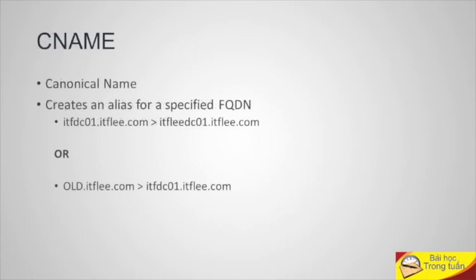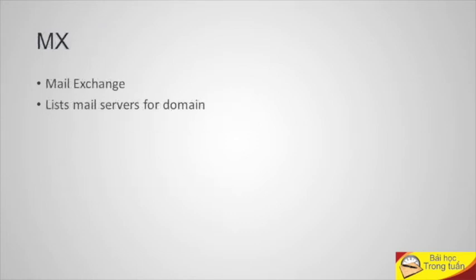A CNAME resource record creates an alias for a specified fully qualified domain name. For example, if you have the FQDN of itfdc01.itflea.com, but the server's name was changed to itfleadc01.itflea.com, you could create a CNAME resource record to point all traffic headed to itfdc01.itflea.com to itfleadc01.itflea.com.